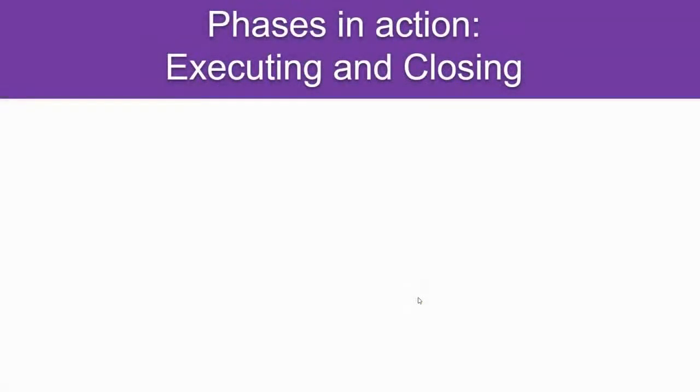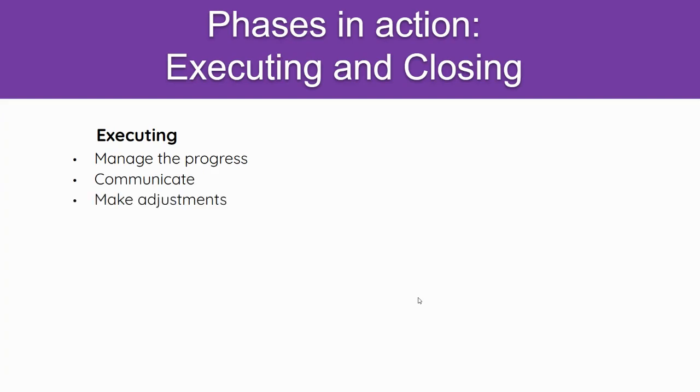Let's move on to phases in action, taking executing and closing into action. How do we do this? Executing, we manage the progress of the project, we communicate on the project. Every time communication will be there. You have to communicate back and forth with stakeholders, team members, and several other people on the project. We also make adjustments as needed. We also come to project closing.